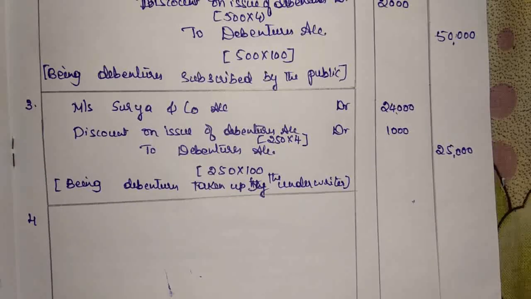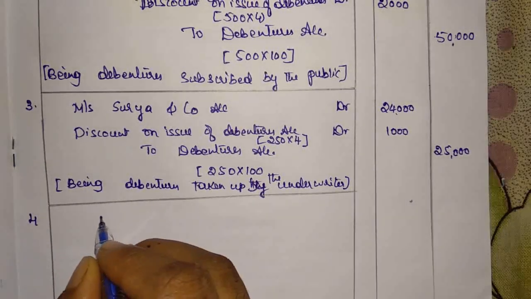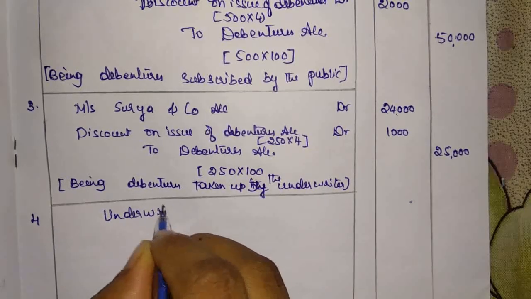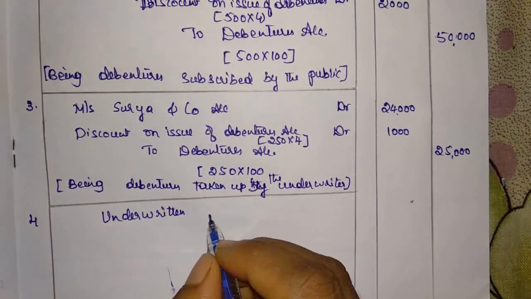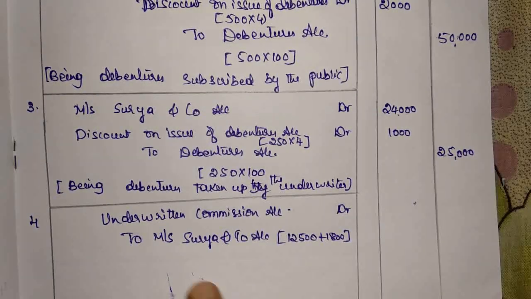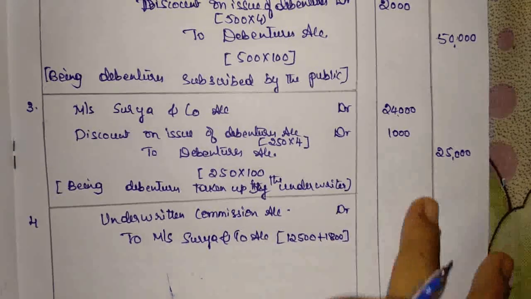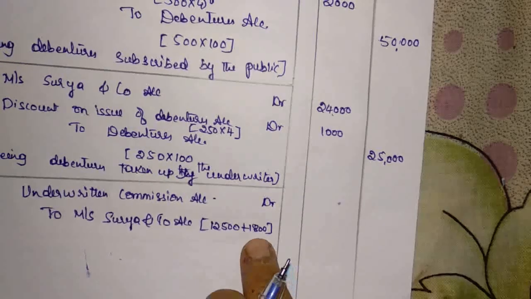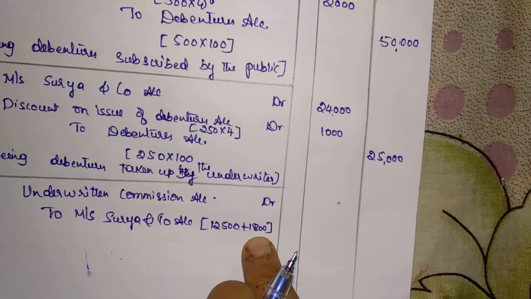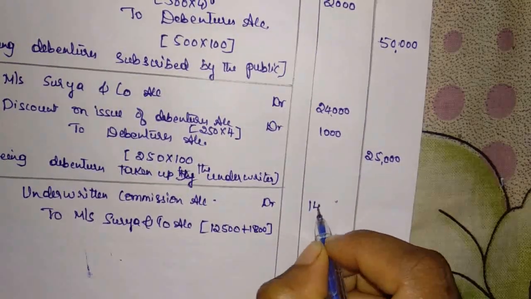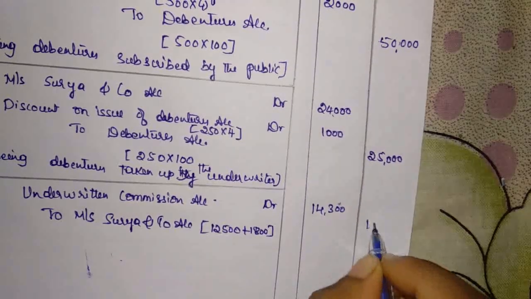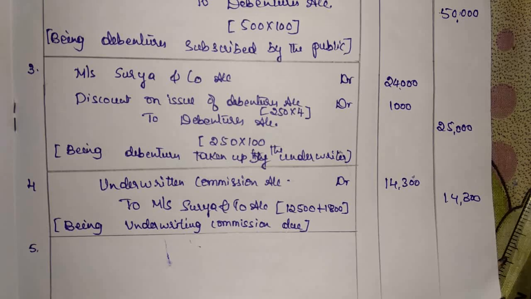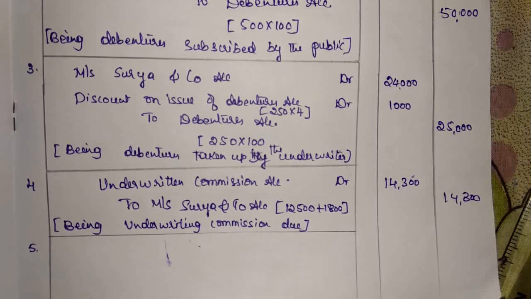Next entry is for commission due. Entry is underwriting commission account debit, to whom it is payable, that is to underwriter. To Mrs. Surya and Company account, 12,500 is the commission on shares and 1,000 commission on debentures. So total 14,300 commission payable to underwriter. Being underwriting commission due.